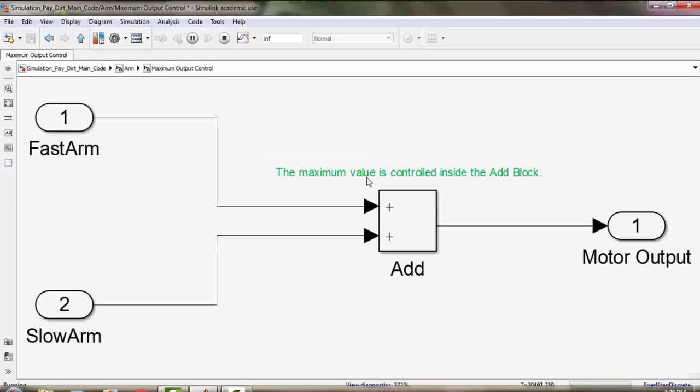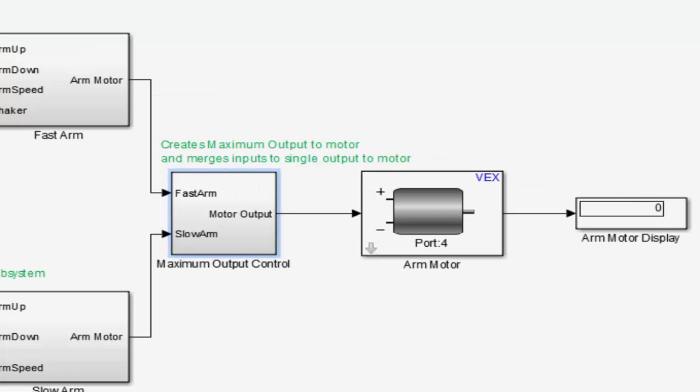If the fast arm and the slow arm buttons were both pushed together, this would create a value over 127, and that would cause the motor to overload. So these two inputs are added together and the maximum value is controlled inside the add block. This sends one single output to the motor, which can be displayed here.